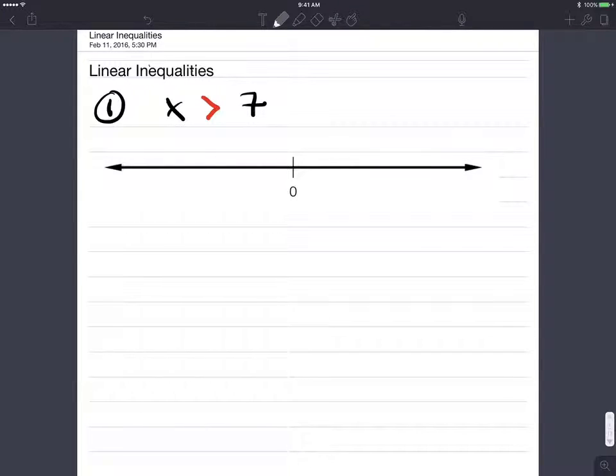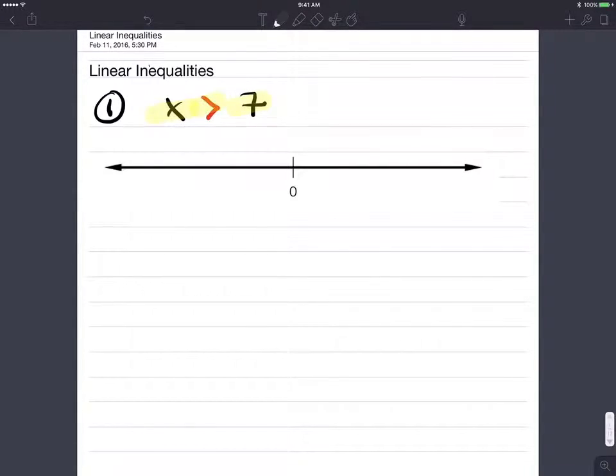We're going to try to graph numbers that are greater than 7. That means x is an arbitrary number. This is our greater than sign in red, and this is the reference number 7. So together, we want to graph numbers that are greater than 7.